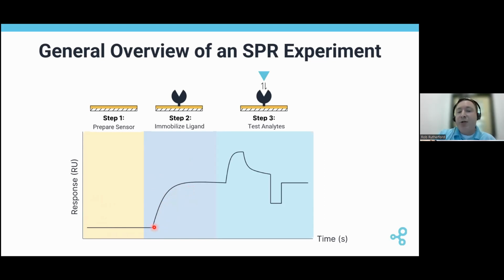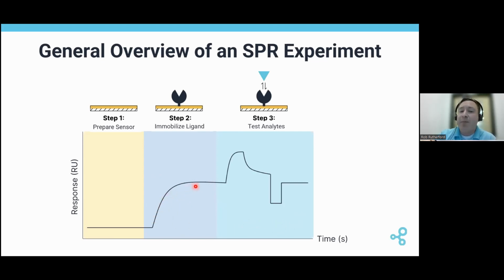So this increase here is showing you that you are immobilizing one of your two binding partners onto this sensor, and it's staying there. How do we know it's staying there? The baseline is not returning back to the baseline it was at before you started your ligand immobilization.